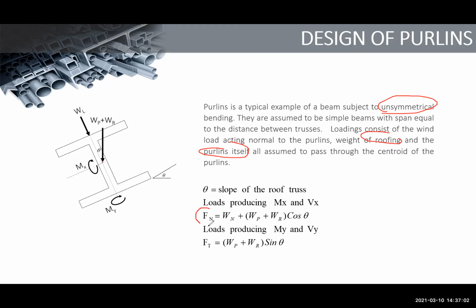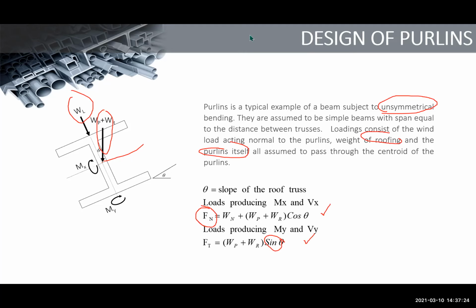The normal load, like I said, is the wind load plus the x component of the vertical load. And then the tangential is the y component of the vertical load, so it's sin theta. Now, this is not fixed. These still depend on the given of the problem.